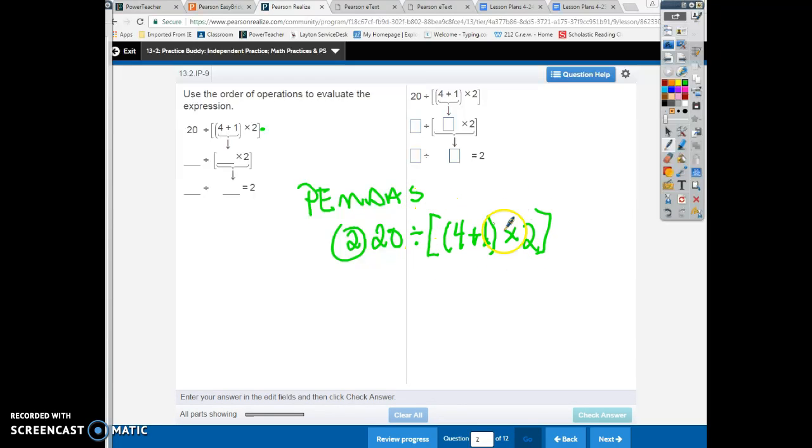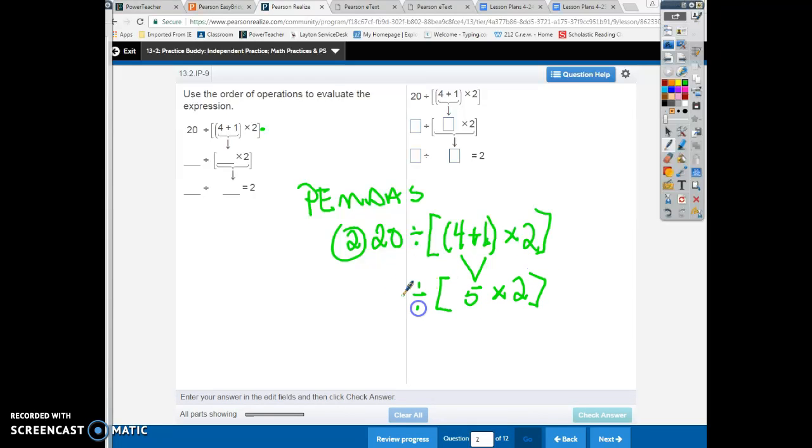Basically what these brackets are telling us is we need to solve 4 plus 1 first, whatever that is, times it by 2, and then take 20 and divide it by that answer. So we are going to solve inside out. 4 plus 1 is 5. I keep my brackets.